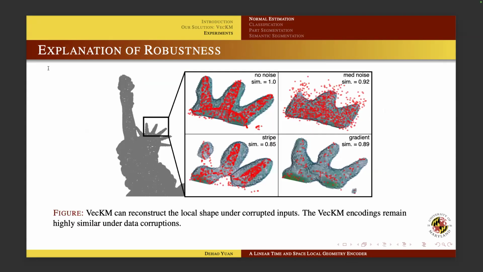So here is a qualitative evaluation. Suppose you have a local point cloud like this, and from our encoding we can reconstruct the local shape even under corrupted input. Here is the visualization of the reconstructed distribution. As you can see, even though the point cloud is corrupted with noise or density variation, the reconstructed distribution still looks very similar.